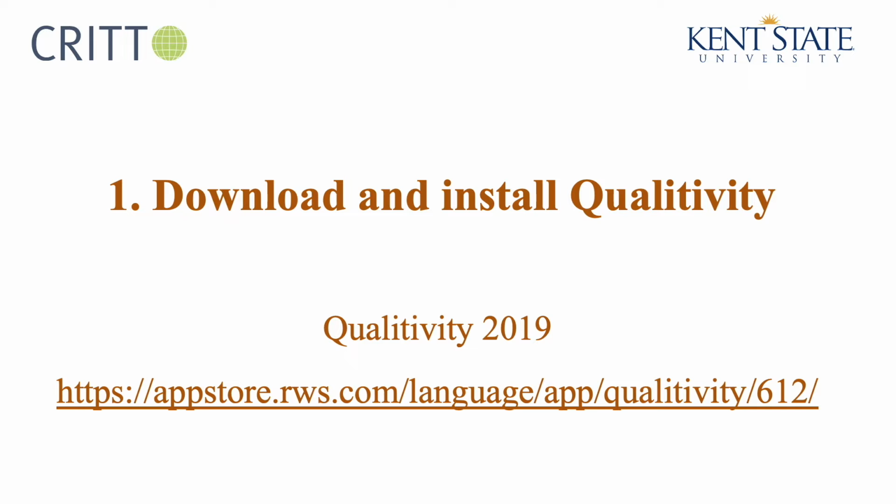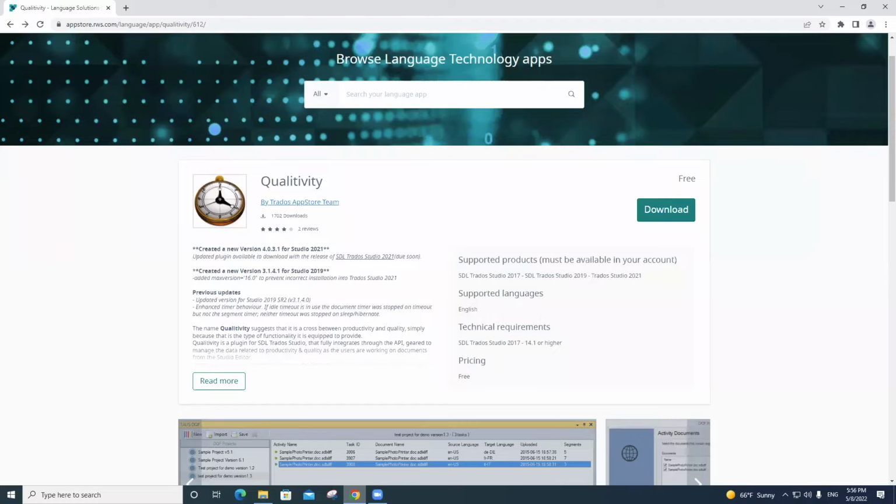This is a demo for how to add gaze and Qualitivity data to the CRITT TPR-DB in a post-editing experiment. The first step is to download the Qualitivity plugin from Trados App Store and install on our Trados Workbench. Qualitivity is a non-invasive, free-of-charge plugin that collects typing activity from the translator.